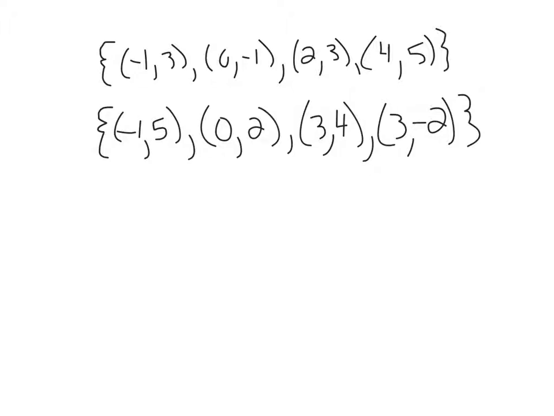Okay, let's consider this next relation. -1 goes to 5, 0 goes to 2, 3 goes to 4, and 3 also goes to -2. Now notice in this case how 3 goes to 4 and 3 goes to -2. So in this case, this relation is not a function because we have one input going to two different outputs.